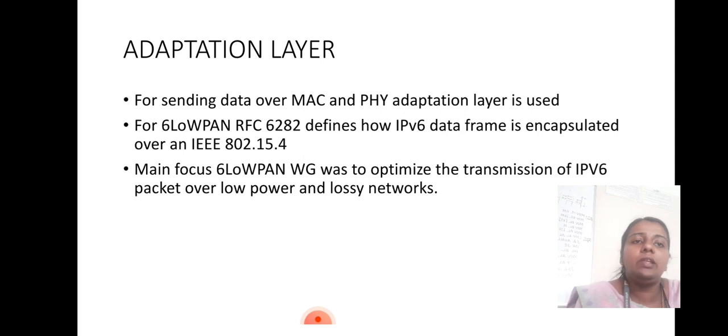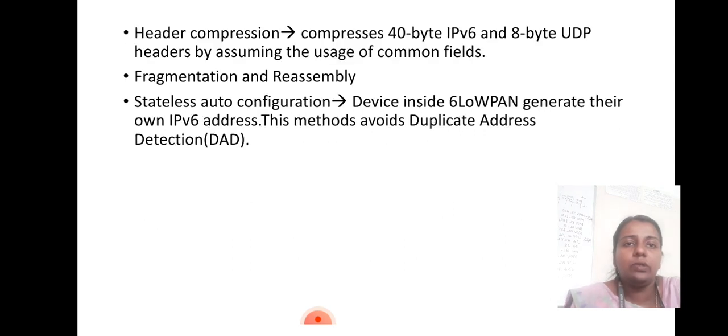So next is the adaptation layer. For sending the data over the MAC and physical layer, the adaptation layer is used. 6LoWPAN defines how the IPv6 data frame is encapsulated over IEEE 802.15.4, and the main focus of 6LoWPAN was to optimize the transmission of IPv6 packets over low power and lossy networks. For header compression, we are compressing the 40 byte IPv6 and 8 byte UDP headers by assuming the usage of common fields.